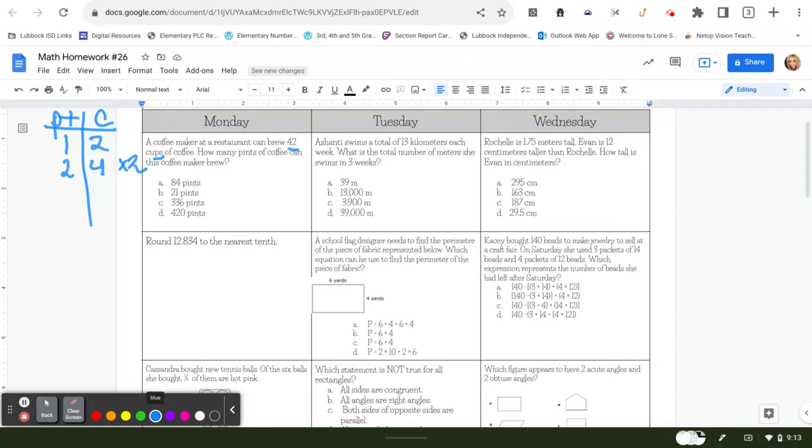Well, it tells me that the coffee maker can make 42 cups. I'm looking for pints. So I need to do the inverse operation, which is to divide by 2. So we're going to do 42 divided by 2. If the bank has 4, I can get my money 2 times. Bring down my 2. I can get my money 1 time. So 21 pints would be our answer.